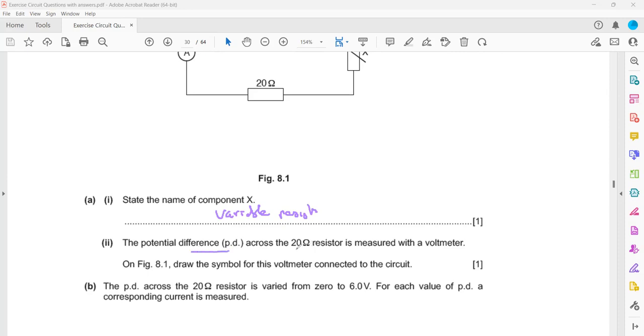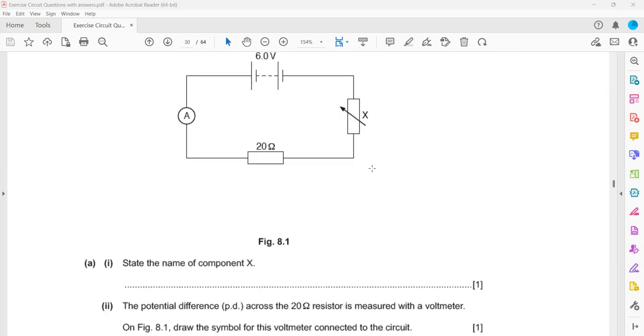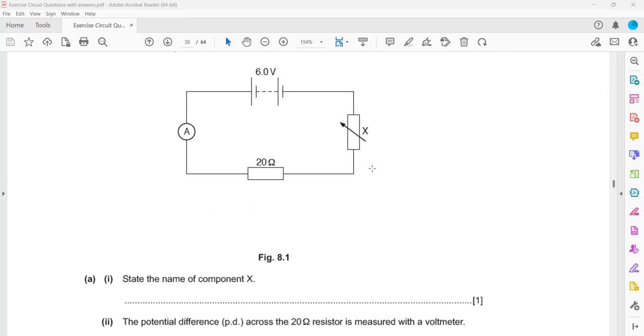The potential difference across the 20 ohm resistor is measured with a voltmeter. On the figure, draw a voltmeter. You can use screen annotation to draw it. We want to measure the voltage across the 20 ohm. A voltmeter is always connected in parallel. If the question asked for a voltmeter across X, it would be in parallel to X. Whether you connect it up or down does not make a difference; you can connect it here as well. It's the same thing.